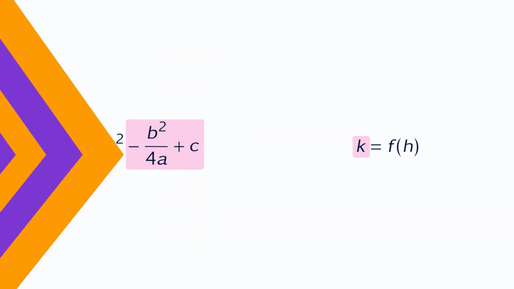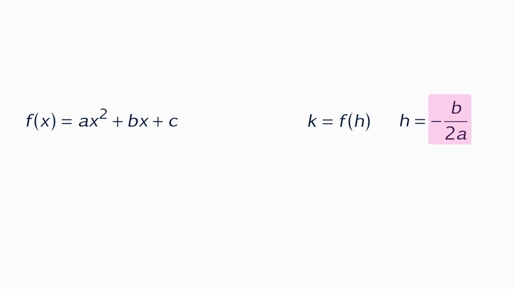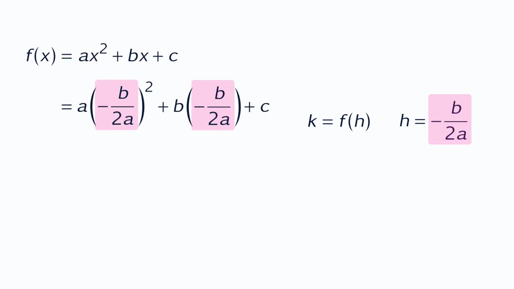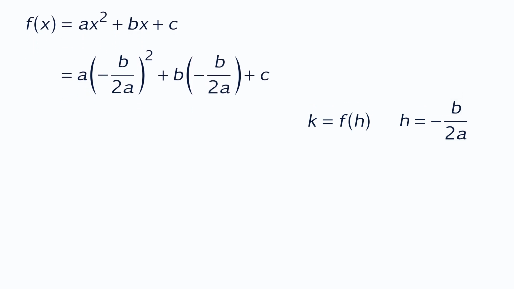Let's compute k for the function f of x equals ax squared plus bx plus c. So here, k equals f of h. H equals negative b over 2a. You insert this into the function f. This gives you a times the quantity minus b over 2a squared plus b times minus b over 2a plus c. You move on to simplifying the expression step by step.